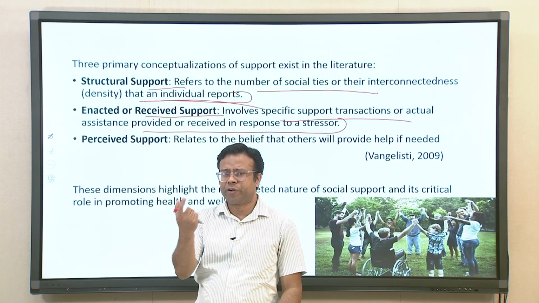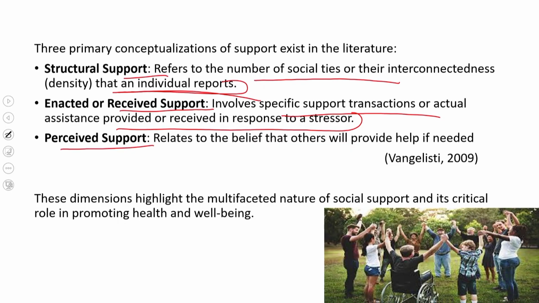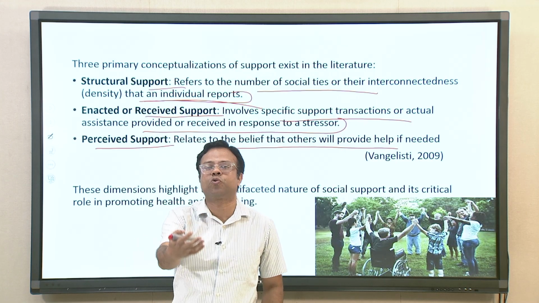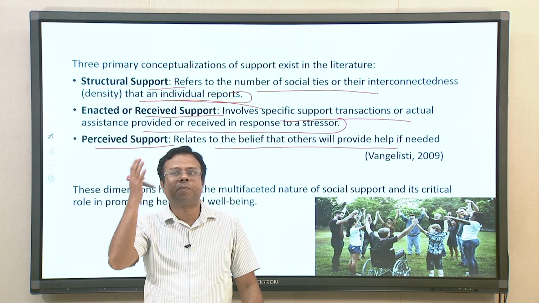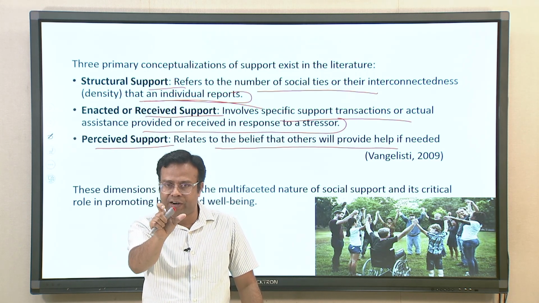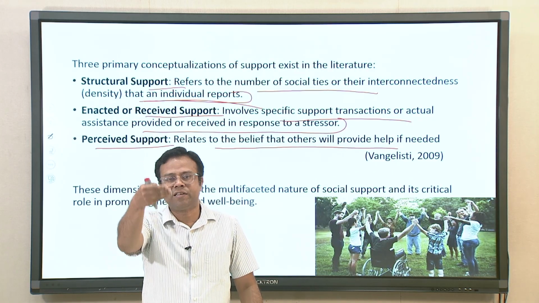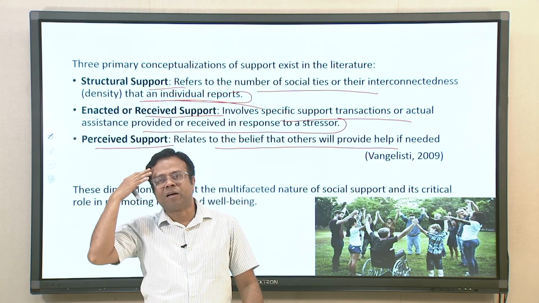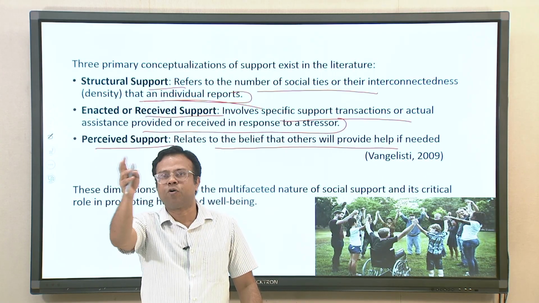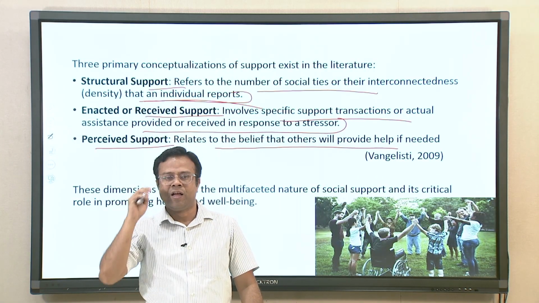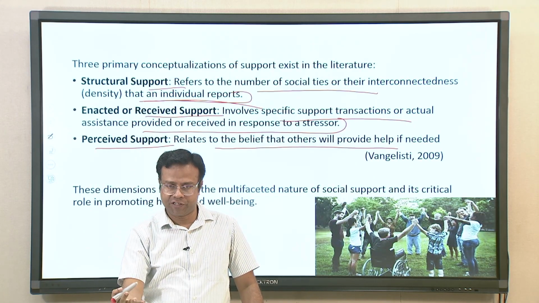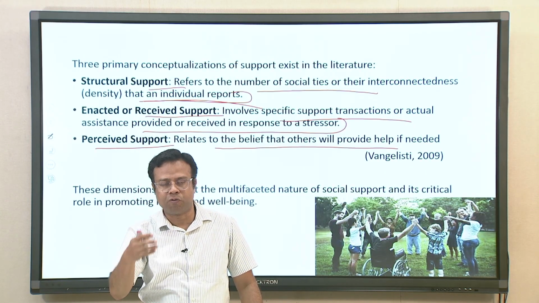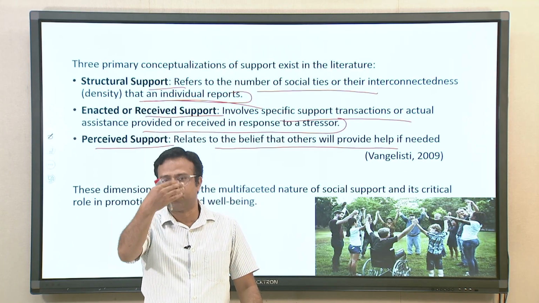People also talk about social support in terms of perceived support. Here it relates to the belief that others will provide help if needed. So, what is your perception about what kind of support you are likely to get when you are in a difficult situation? You may not get actual support, which is enacted support, but people also have something in their mind. If I am in a crisis situation, I can count on, let us say, 3 people, 4 people, 5 people, whatever it is. Do they think their support system is good enough or not? That perceived support is what is in the mind of the person, their perception about others likely to help them.